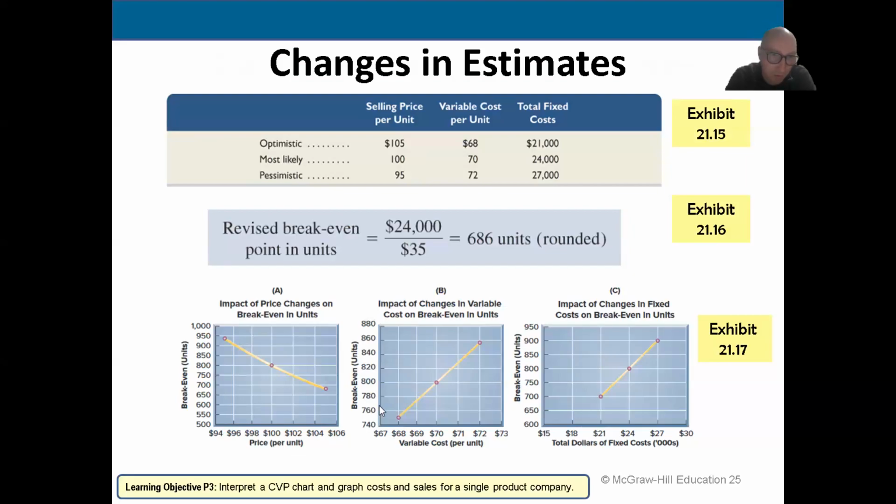And so to do that, we will take our fixed cost divided by our contribution margin per unit to find the number of units we need to sell in order to break even. So if we're looking at a most likely scenario, we would take total fixed cost divided by $35 contribution margin to equal 686 units. The $35 contribution margin came from the change.